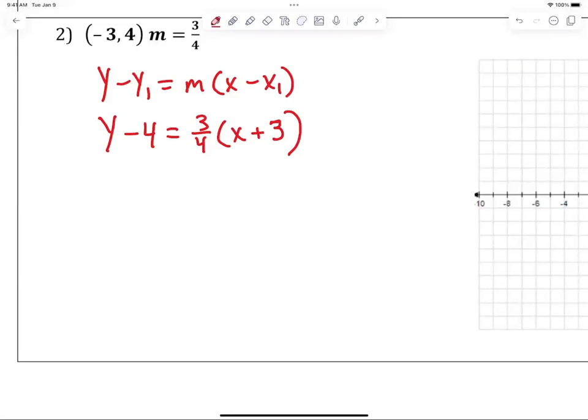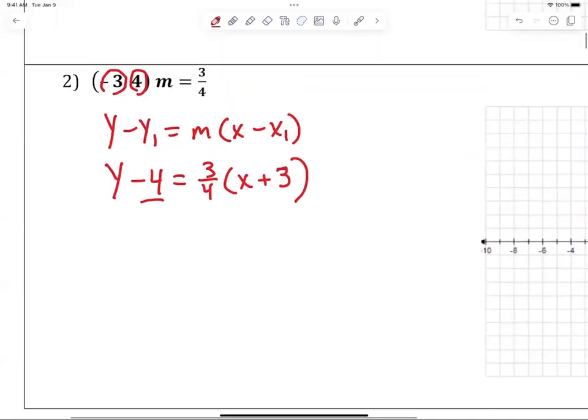Remember, it's always the opposite. Notice how this was negative 3, you put it in as positive 3. This was positive 4, it goes in as a negative 4. Do you hear me? That's the one thing kids have trouble with. It's the opposite. How do I know it's opposite? Because this right here is negative y1, and this in here is y1. They're opposites of each other.